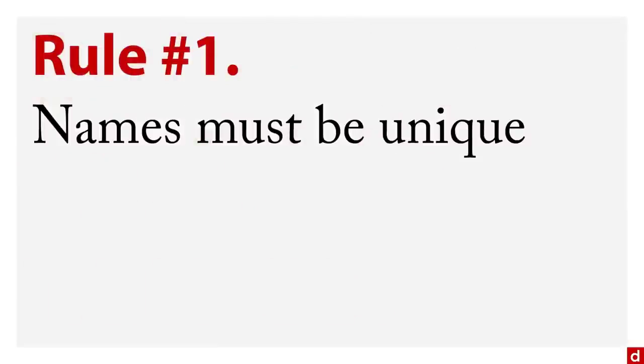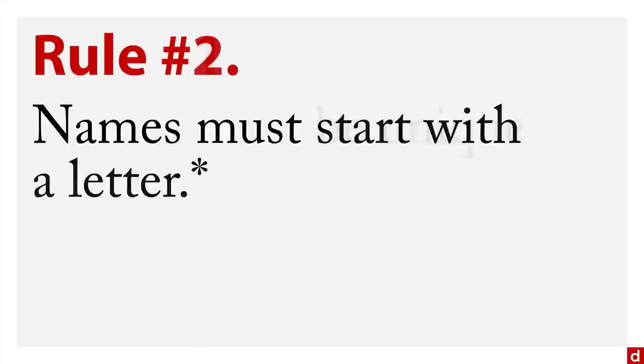Number one, the names must be unique. No two variables can have the same name. That shouldn't be too surprising. It's an identifier. Rule number two, the names must start with a letter. I put an asterisk there because you can start with an @, a pound sign, or a dollar sign, but you don't want to because those are generally reserved for special functions within SPSS.